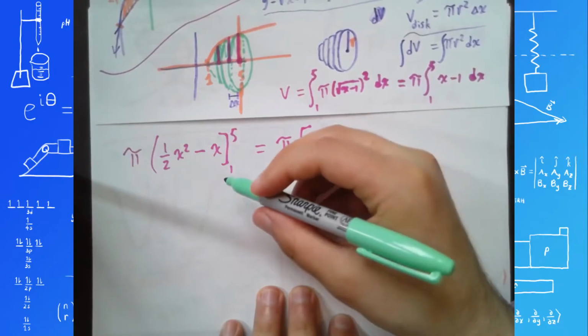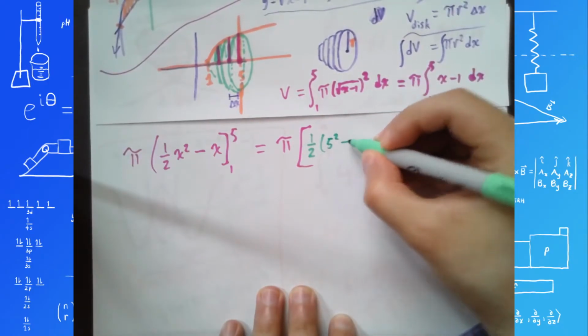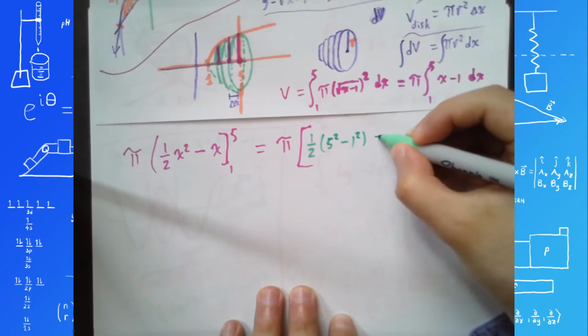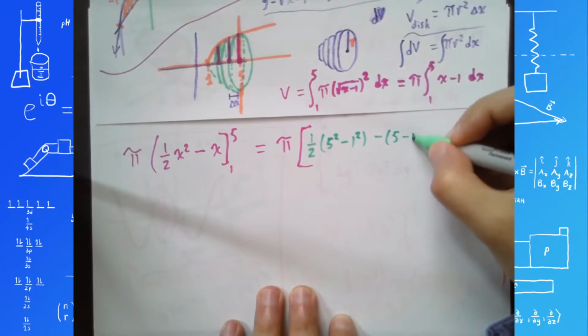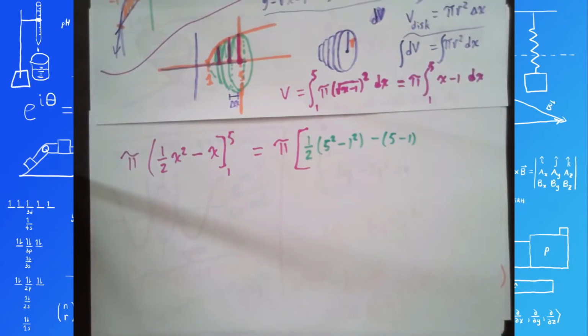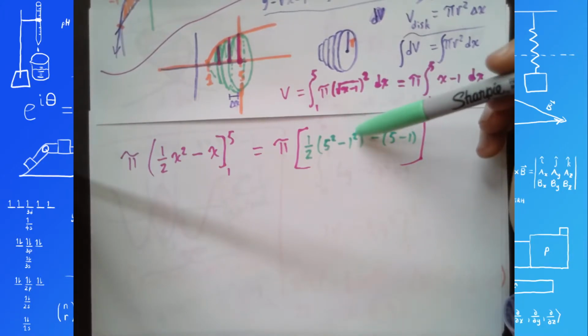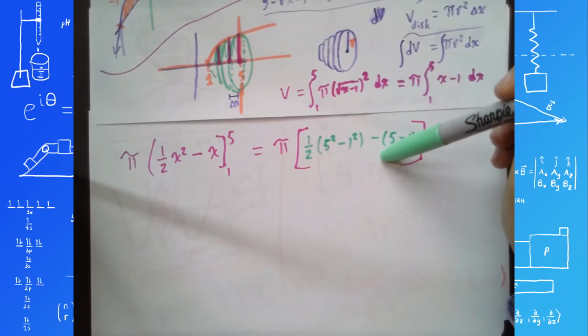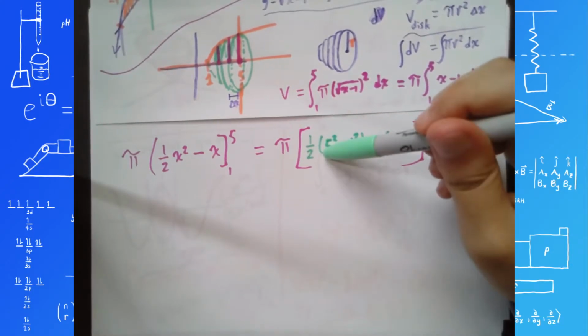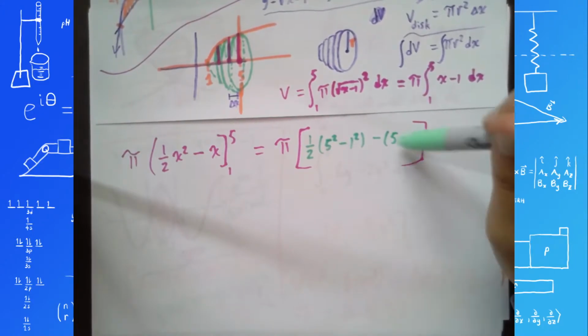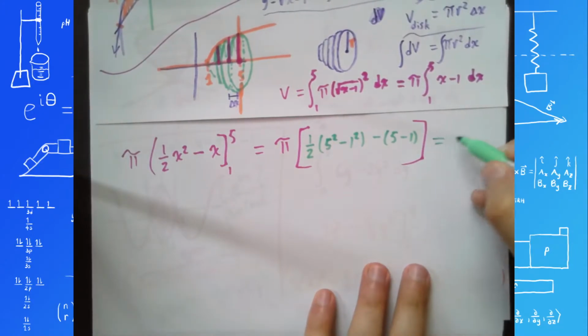So I'm going to do 1/2, it looks like that's going to be 5 squared minus 1 squared, minus x is just going to be, let's see, 5 minus 1. And close those brackets. Okay, 5 squared minus 1 squared is 25 minus 1, which is 24. Half of 24 is 12. 5 minus 1 is 4, so we've got 12 minus 4 is 8. So that looks like it's going to be 8 pi.